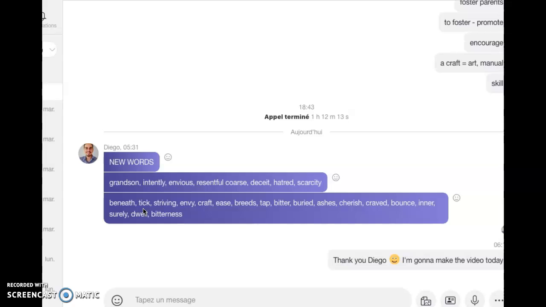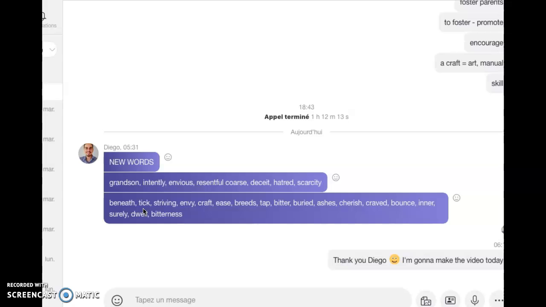Under, below. Tick. So tick is like, can I say, in... yeah, I would say it's like this blood-sucking insect. They are very, very small.